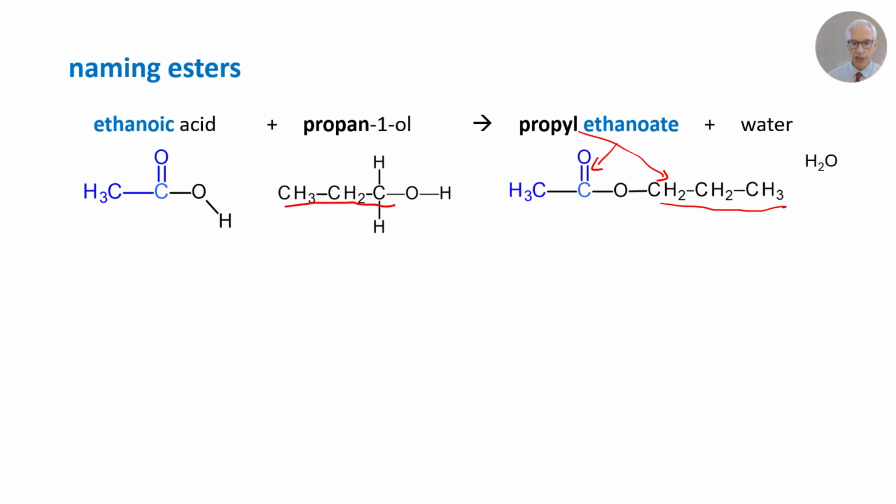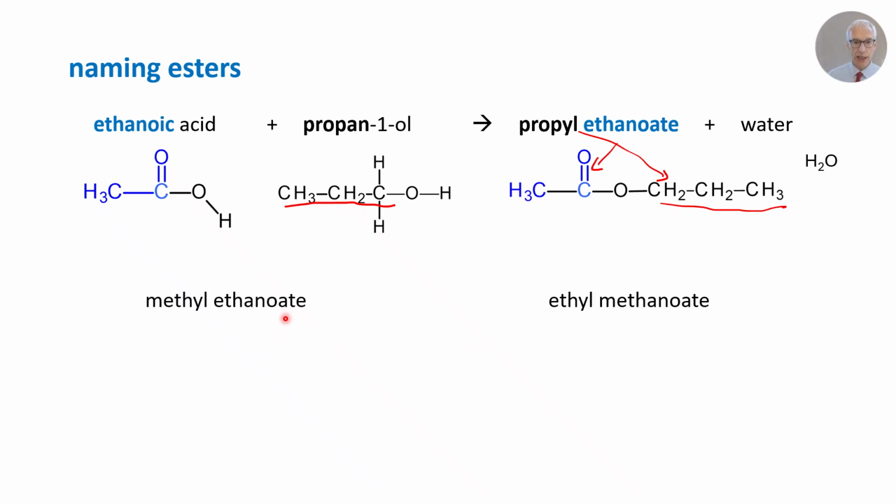So naming an ester, we name the alkyl section first, propyl, and then the section containing the carbon double bond oxygen, which comes from the ethanoic acid, as the ethanoate or the alkanoate. So let's have a look at another couple of examples.